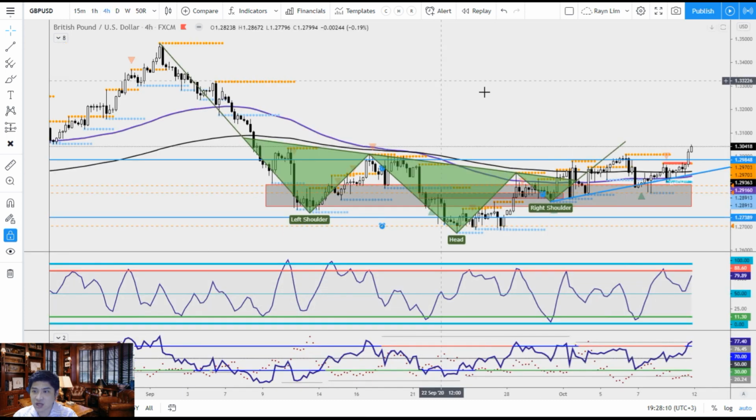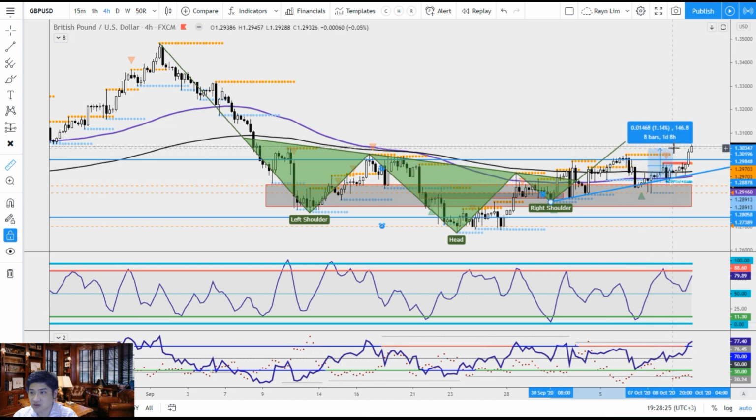Head down to the 4-hour chart. You see this is the head and shoulder formation I've shared with you last week. Do you still remember that I even told you that if you missed it, you just wait for this trend line retest, you can just head in for a buying opportunity and see how you can capture 152 pips just like that.